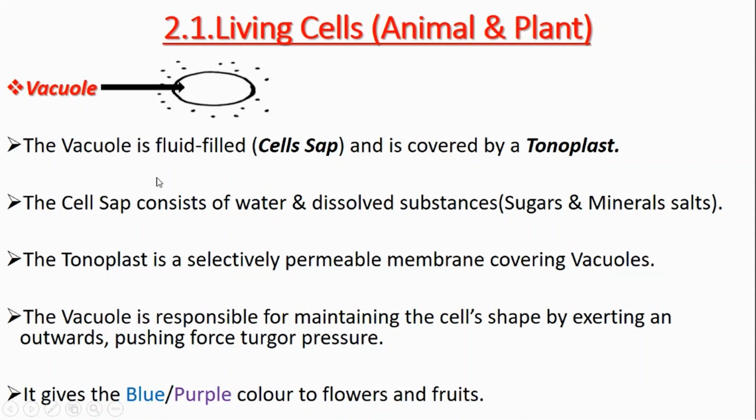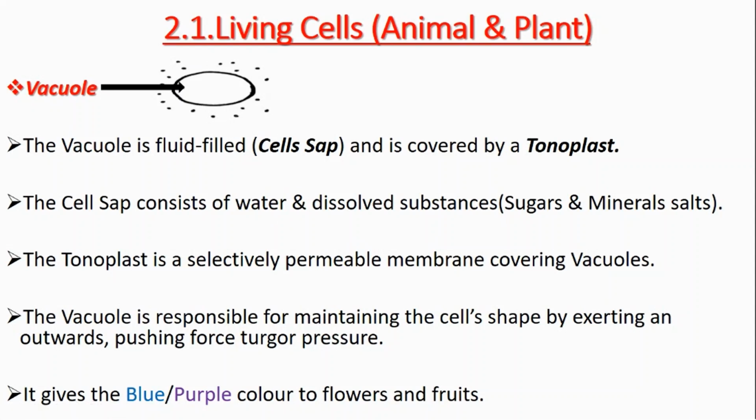The cell saps consist of water and dissolved substances in the form of sugar and mineral salts. So in here you are having sugar and mineral salts. And the tonoplast is a selectively permeable membrane that covers the vacuole. So right around here, the tonoplast is selectively permeable. And there's a reason for this. You keep hearing the word selectively permeable.